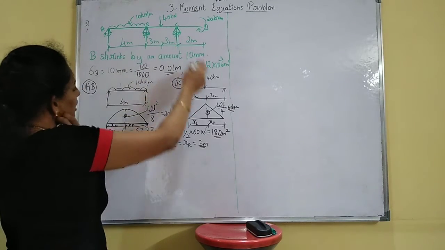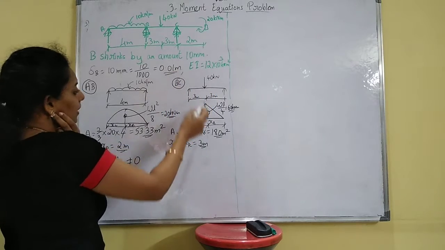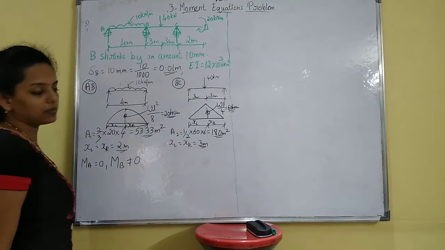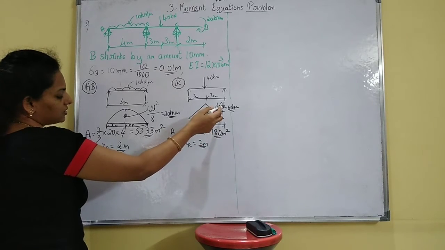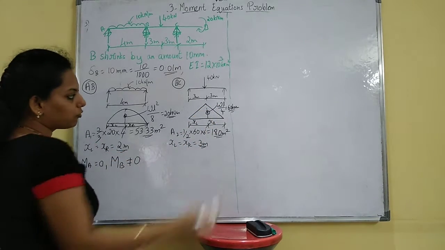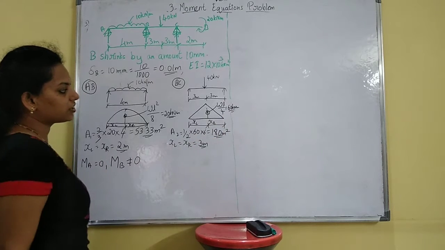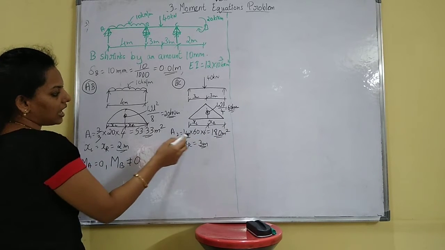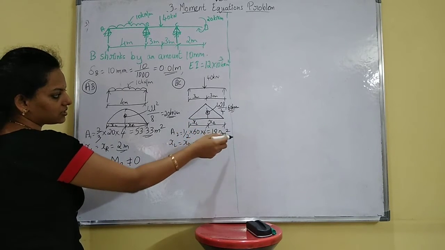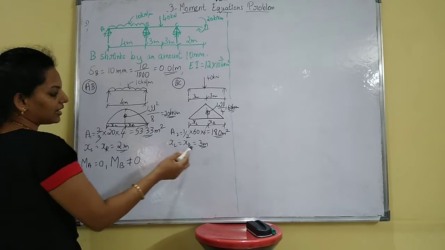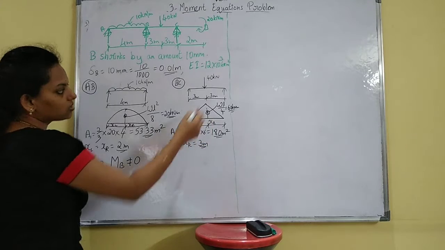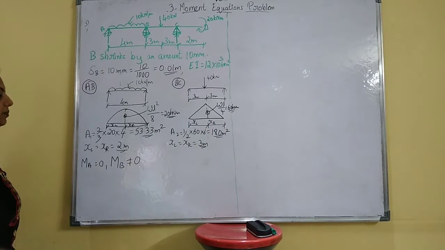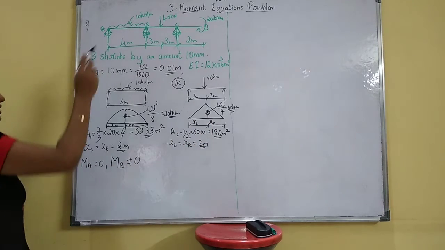Similarly for this 40 kilonewton load on span BC of 6 meter, it is placed at the center. The maximum bending moment is WL by 4, that is 60 kilonewton meter. The area is half into base into height, 60 into 6, so 180 meter square. XL and XR, again the centroid is exactly at the center, so it will be 3 meter.